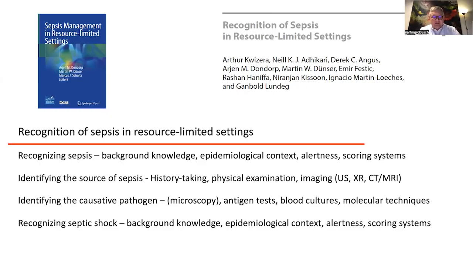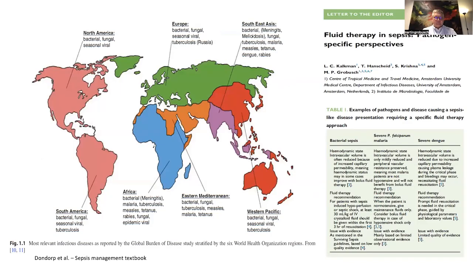And of course, the extreme form of sepsis would be septic shock. And again, we need the same set of skills which alerts us early in the disease to its existence. So it's a thorough background knowledge of what we are dealing with, which might be septic shock, actually, an epidemiological context, alertness to the problem, and again, the good application of one of the available scoring systems.